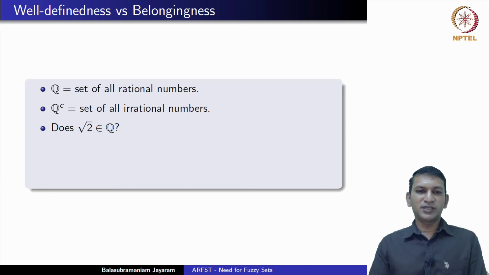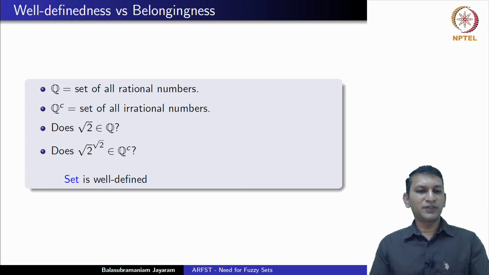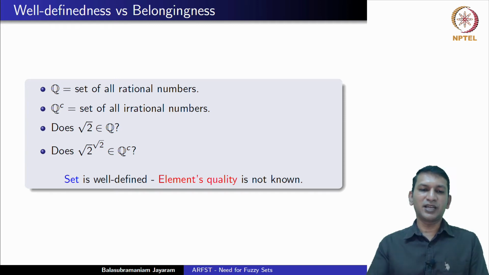Now, if you were to ask this question, does root 2 belong to Q? Of course, we know the answer. Root 2 is irrational, so it will not belong to Q. However, if you ask this question, does root 2 power root 2 belong to the set of irrational numbers? Well, of course, there exists a clear answer because it has to either belong to Q or Q complement. But for the moment, if we do not know the answer, then we are not in a position to give a clear answer to this. Now, if you look at this scenario, the set itself is very well defined, but what we do not know is the quality of an element, whether it is a rational or an irrational.